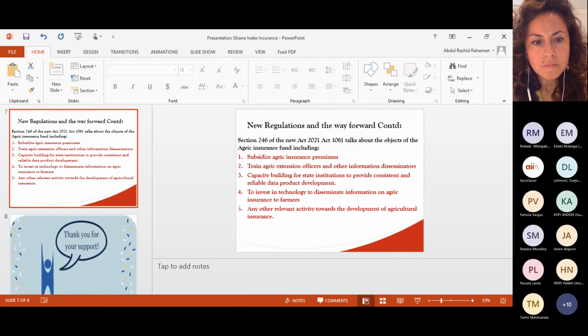And when we get these funds, what we are going to use the funds to do will be to subsidize agri premiums, to also train agri extension officers and other information disseminators on agri related insurance. We are also going to engage in capacity building for state institutions to provide consistent and reliable data for product development. We also invest in technology to disseminate information on agri insurance and any other relevant activity we deem fit and we believe is going to help in the course of developing and improving agri insurance in Ghana. Thank you. End of my slides.